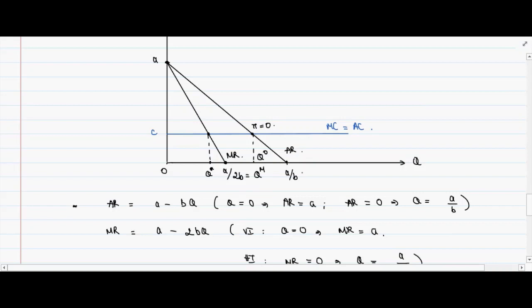Basically, that's the point over here, where average revenue is equal to 0 and quantity is equal to A on B. So that is basically Q1 over here.